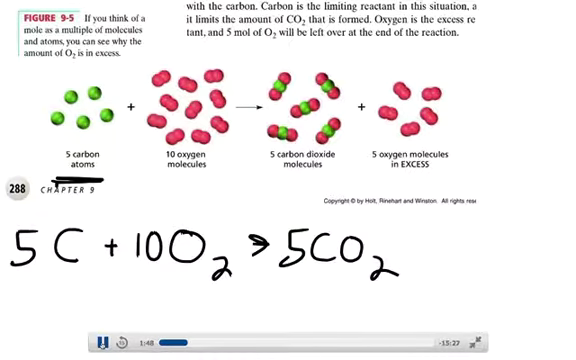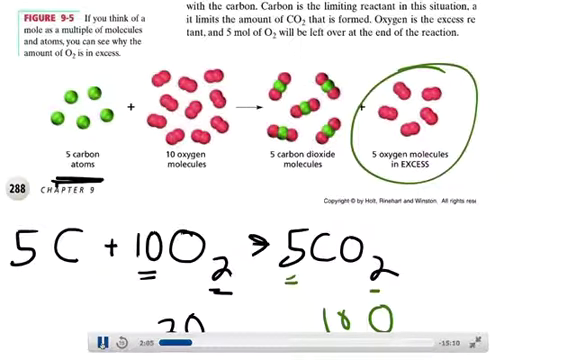Now, notice, in this case, 10 times 2, we have 20 total atoms of oxygen. They don't all get used up, because each carbon can only bond to 2 oxygens. So notice a total of 10 oxygen atoms were used. So there's 5 molecules in excess. They're left over. So we have excess oxygen in this case and limiting amount of carbon atoms.